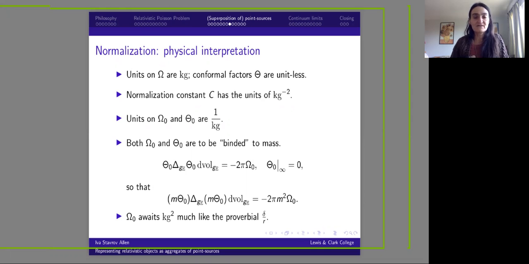Ultimately, I was comforted by the realization that this omega naught that I mentioned earlier on the previous slide, having units of 1 over kilogram, is really awaiting a parameter like mass squared. So it's awaiting a kilograms squared, much like the proverbial delta over R is. And so there's something comforting about this as a whole, I suppose. So in a way, this omega naught that I'm mentioning is the delta over R, and it will be multiplied by m squared.